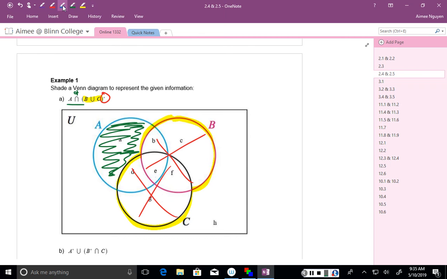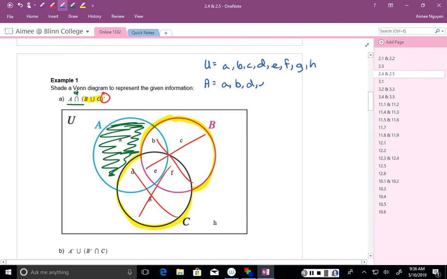So the other way to do this is by listing out the sets, right? So my universal set here is going to be all of my regions. So A, B, C, D, E, F, G, and H. So that's all 8 of my regions, right? So now I need set A. Inside of A, we have A, B, D, and E. I have set B. Inside of set B is B, C, E, and F. And then I have the set C. And inside of C, I have D, E, F, and G.